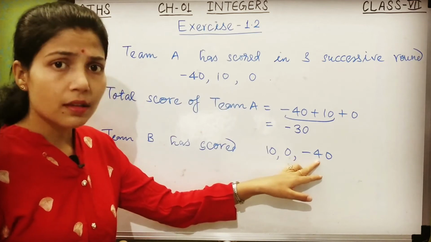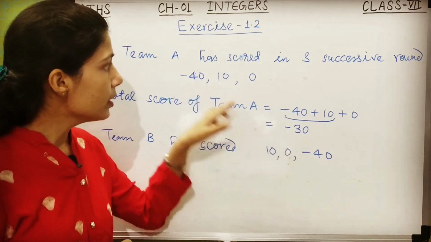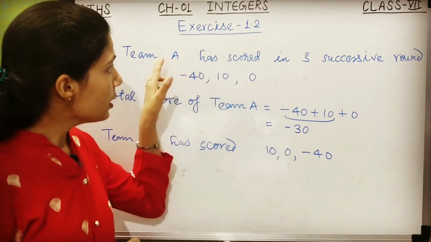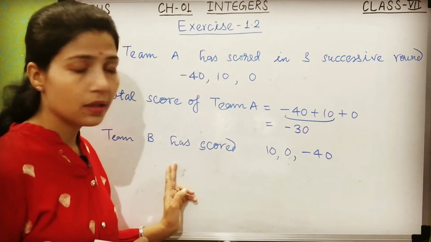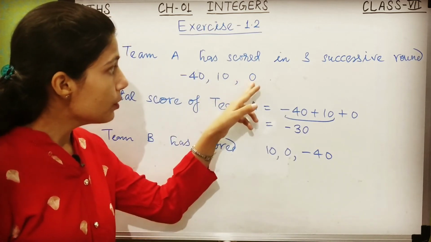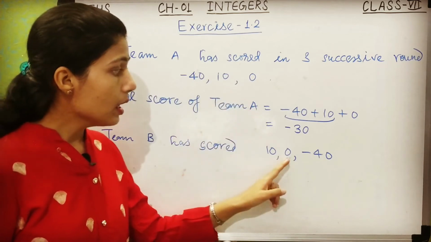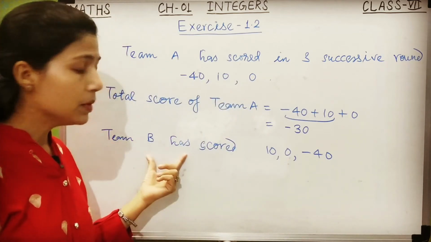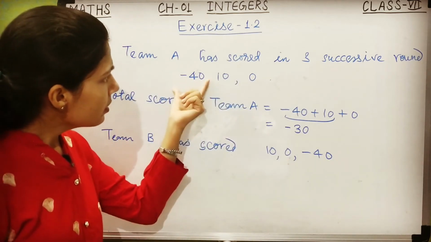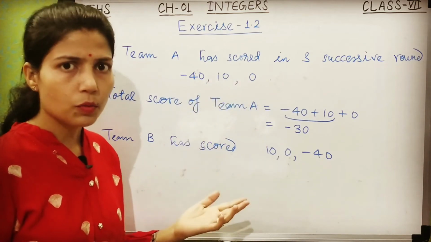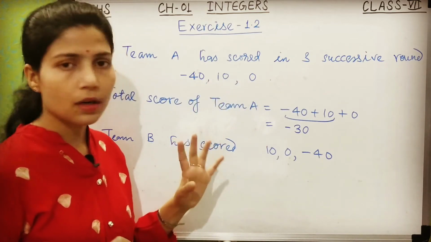-40, so here in the third round team B scored -40, 10 in the second round team A, and 10 in the first round team B has scored, 0 in the third round team A has scored, and 0 in the second round team B has scored. So here the scores are almost the same, just the rounds are changed.